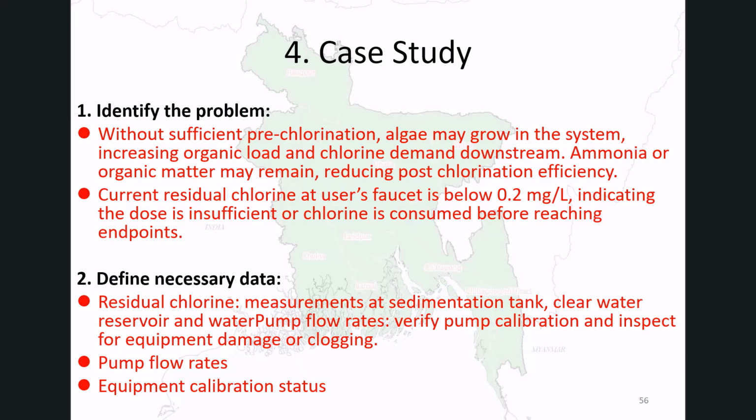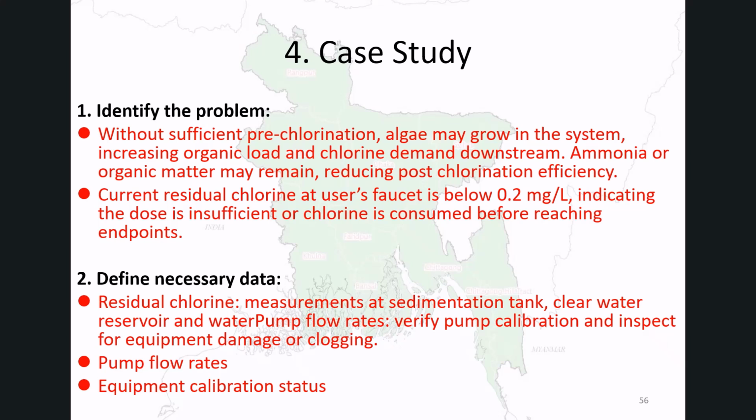1. Without sufficient pre-chlorination, algae can grow in the system, increasing organic matter and chlorine demand before disinfection. 2. At the same time, residual chlorine at the user's faucet is below 0.2 milligrams per liter, which indicates that chlorine is being consumed before reaching the endpoints. To address this, specific data can be the hints to diagnose the situation and find solutions.